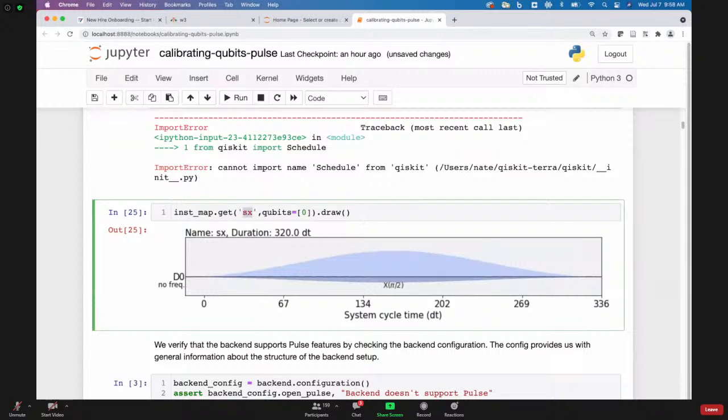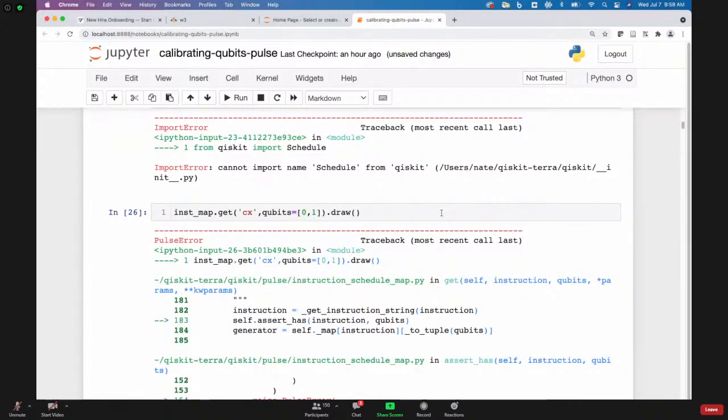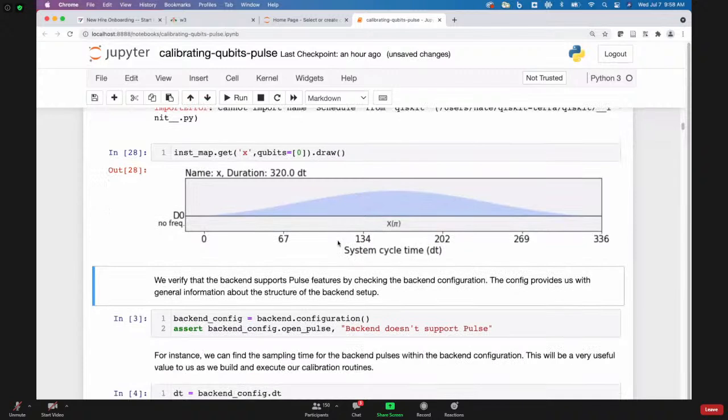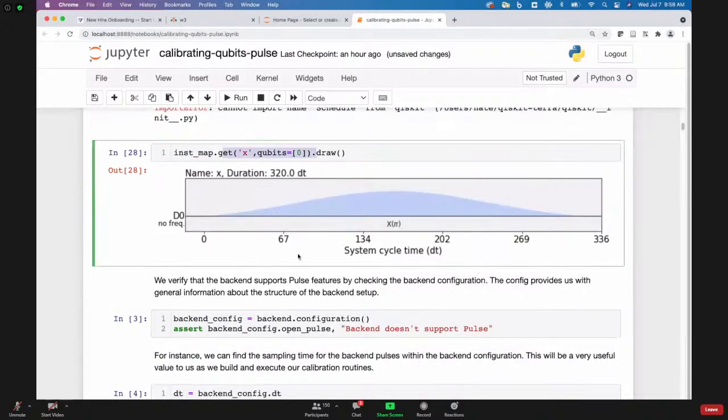Now if instead I wanted to look at my CX gate, I'm going to need two qubits. This is Armonk, so it doesn't have two-qubit gates. Okay, so I'll come back and show you a two-qubit gate if I have access. But ultimately, this instruction schedule map is showing you that you have some pulse on D0, qubit 0, and there are various things to this. So this is an X gate that's already tuned up from the backend, and it has some characteristic frequency, but now we want to go and tune this up ourselves.